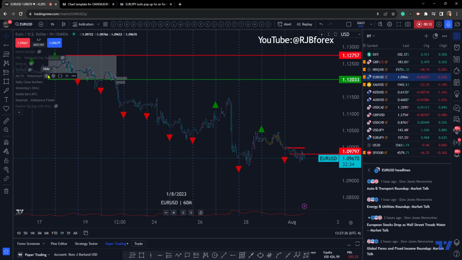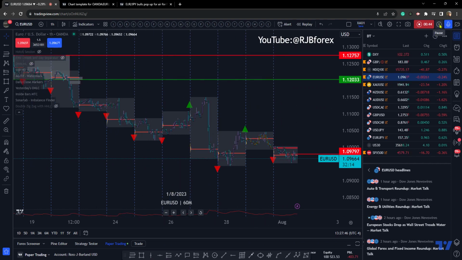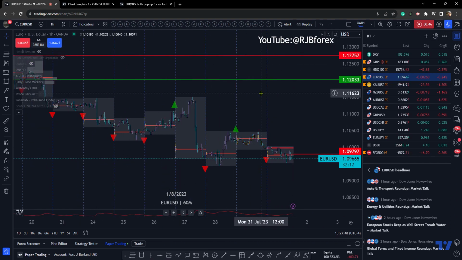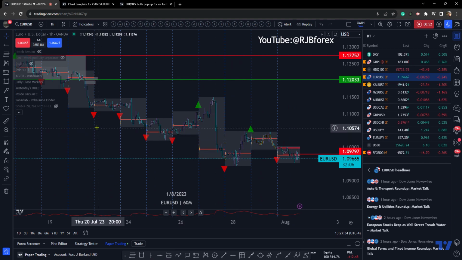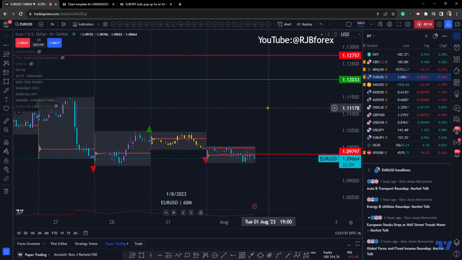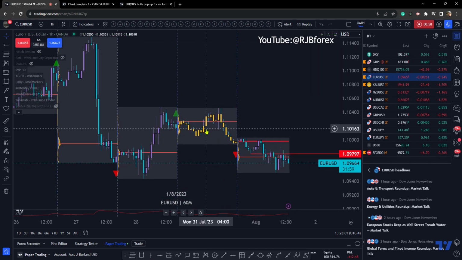I've got my watermark there. We're going to talk about the volume profile indicator. Now, not all brokers on TradingView offer this, but I've set it up so that it tracks the days of the week and the volume profile of each day of the week. So in this instance, let's look at Monday.